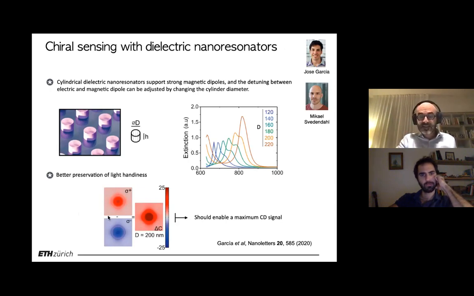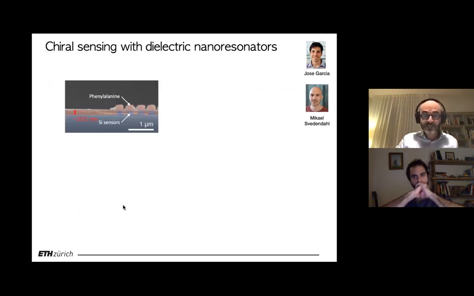The second thing is that, unlike the plasmonic structures I was showing before, where C has different signs across the structure, these cylindrical silicon resonators have the ability to really preserve the handedness of the field, the polarization. So eventually, when I'm going to calculate the integral I was showing you, I'm going to have a maximized CD response.